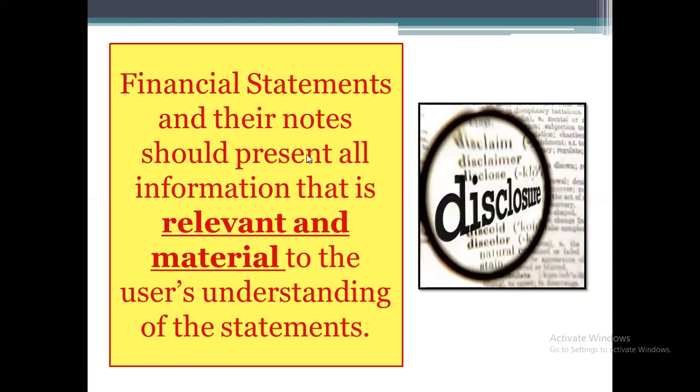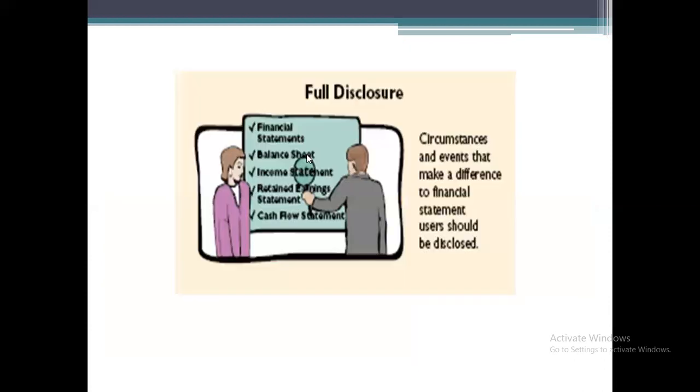So this convention, which is named full disclosure, says you need to furnish all the information which is important. You should not hide anything. You should not hide any material information. Again, this is related to the previous one we discussed. Any important information which you think would change the decision of the stakeholders, you need to furnish that, right?